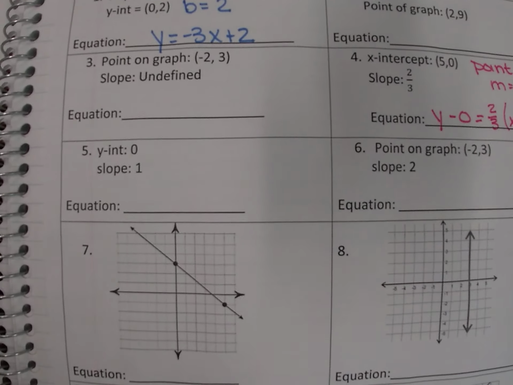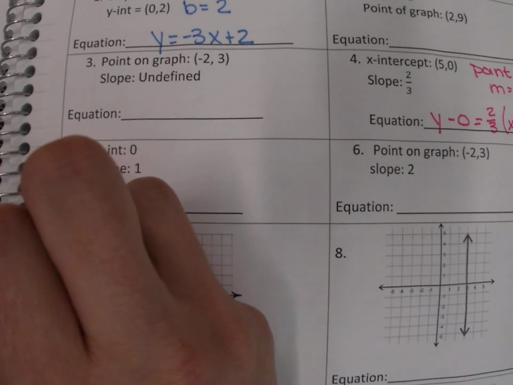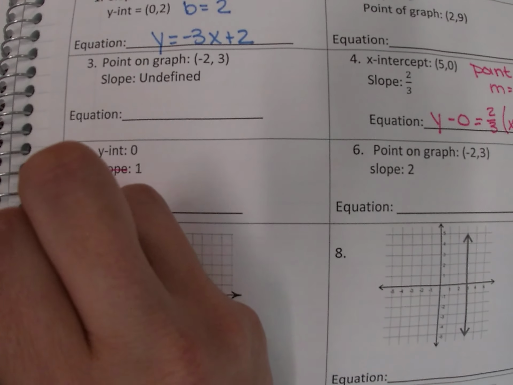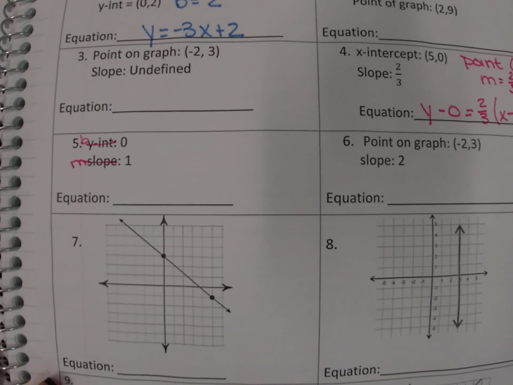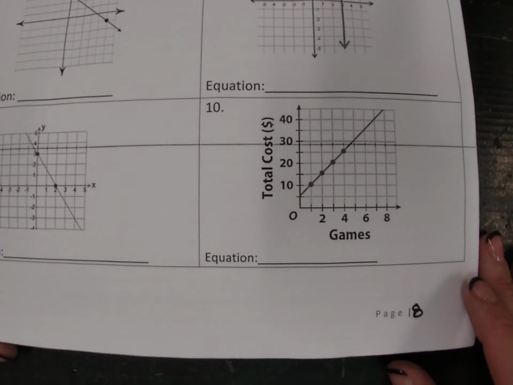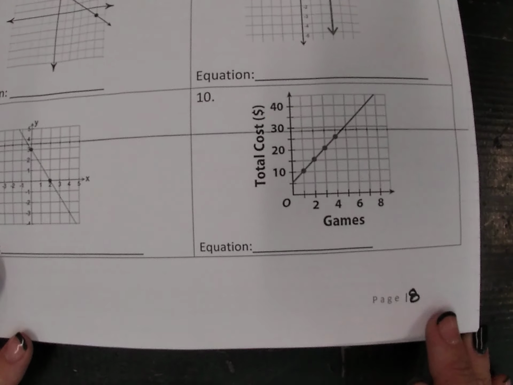Okay, number 5, I'm not going to give you the answer, but just remember that slope is m, y-intercept is b, so you can still complete this the exact same way. You should be able to do the other ones up until number 10.